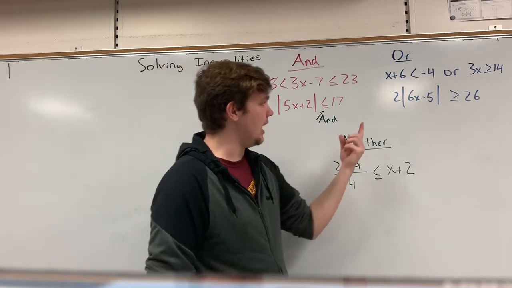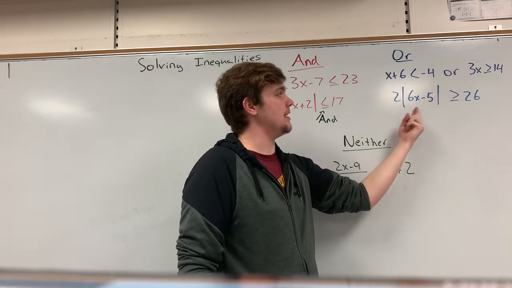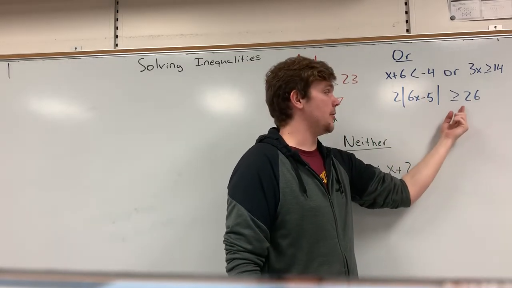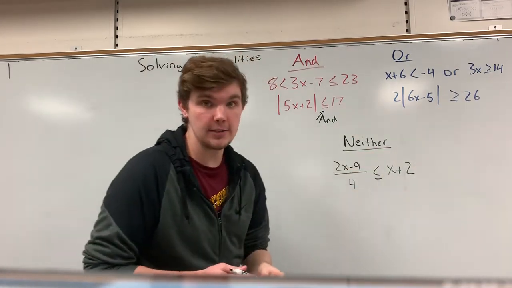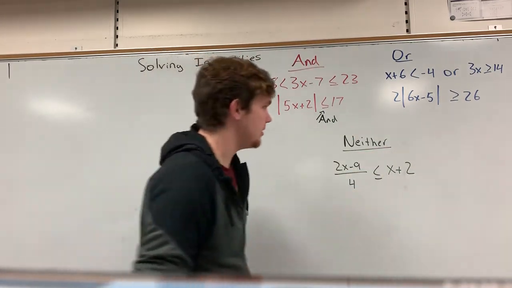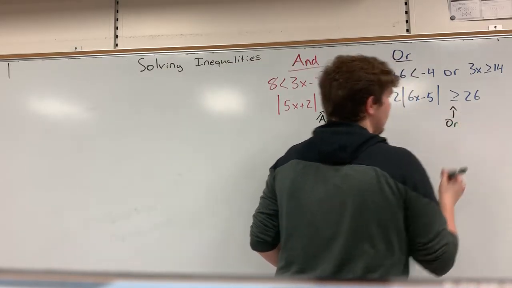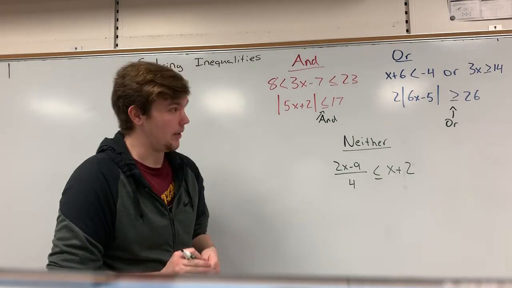And then also I have 2 times the absolute value of 6x minus 5 is greater than or equal to 26. Okay, so this greater, that's what I was thinking in my head, greater, right? So whenever I see absolute value is greater than something, that means I'm going to get an or statement, okay?